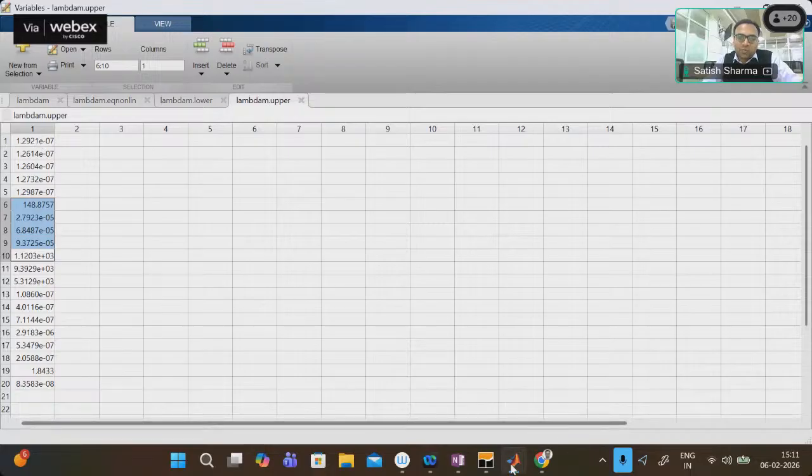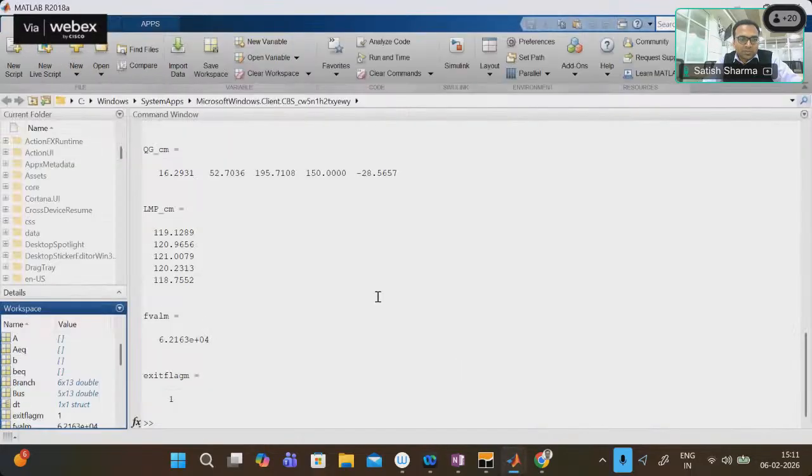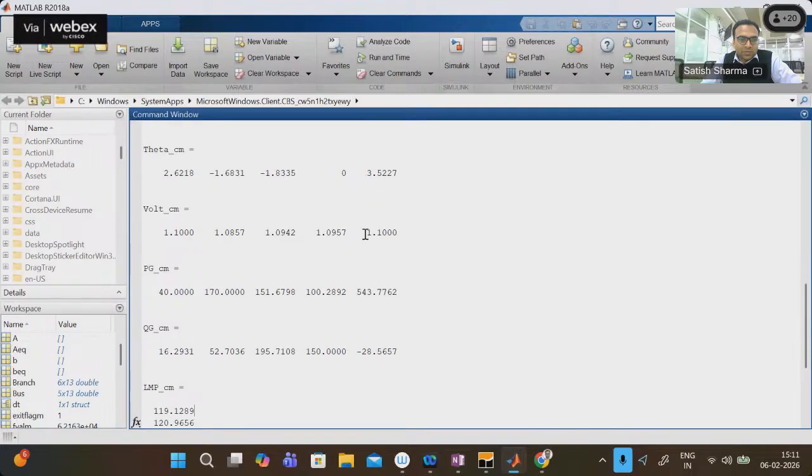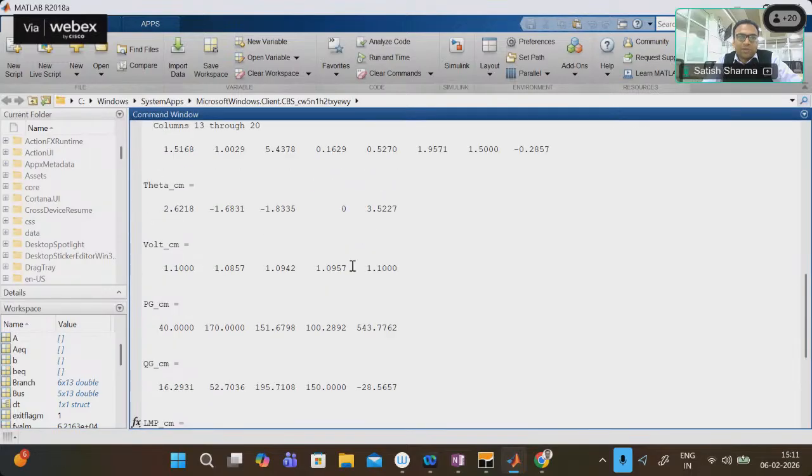And if you look at the output, V1 is 1.1 and V5 is also 1.1. So they are actually at the maximum value. If the limit was not there, the value would have been more as compared to 1.1. So optimization is restricting these voltage values V1 and V5 to 1.1. That's why we are getting some lambda on this particular limit.